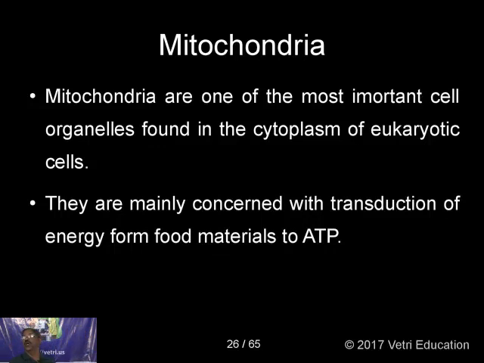And the next one is the mitochondria. This is another very essential organelle. It is found in both plants and animals, especially in eukaryotic organisms. Mitochondria are one of the most important cell organelles found in the cytoplasm of eukaryotic cells. They are mainly concerned with respiration.